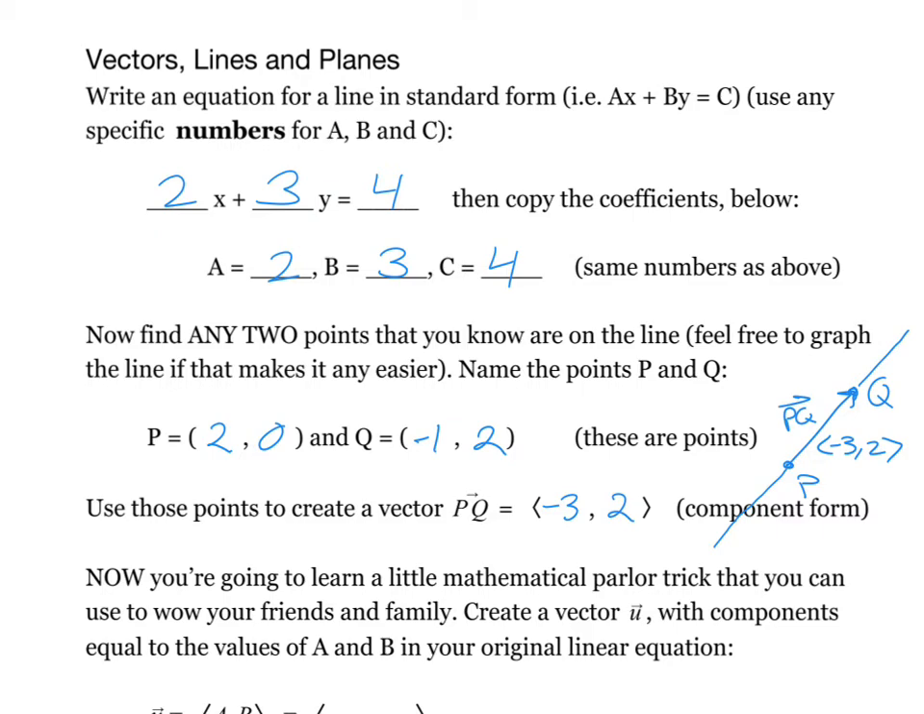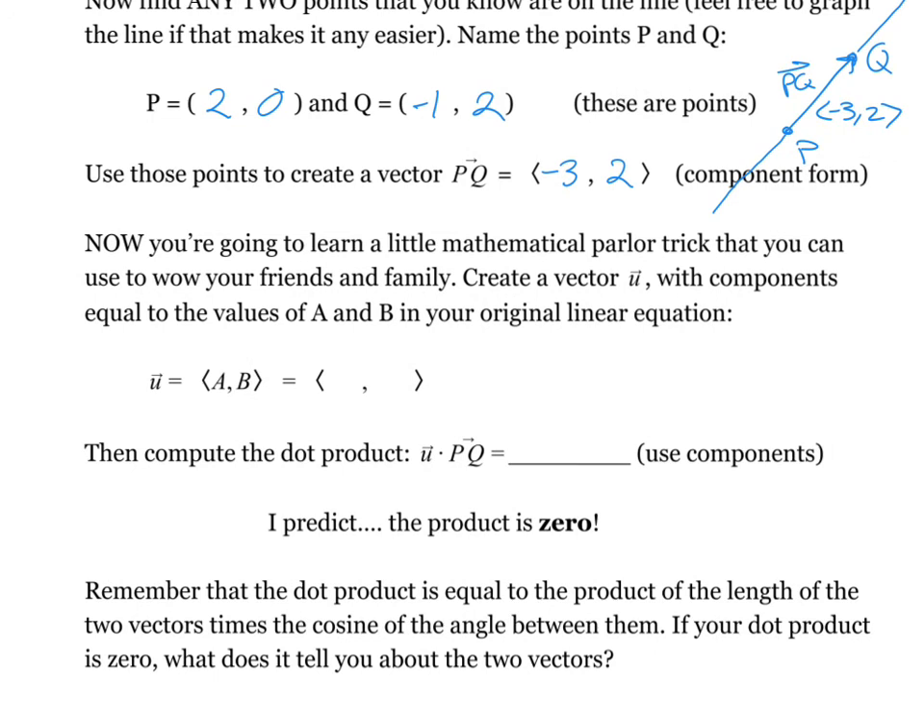Now, let's move this up a little bit. We're going to learn a little mathematical parlor trick that you could use to wow your friends and family. We're going to create a vector, u, whose components are equal to the values of a and b in the original linear equation. So if you go back up to the top of the page and look at that linear equation that I wrote, a was 2 and b was 3. So remember, these are the coefficients in the linear equation. These aren't points on the linear equation. This isn't a vector on the linear equation. These are just the coefficients a and b of a linear equation in standard form.